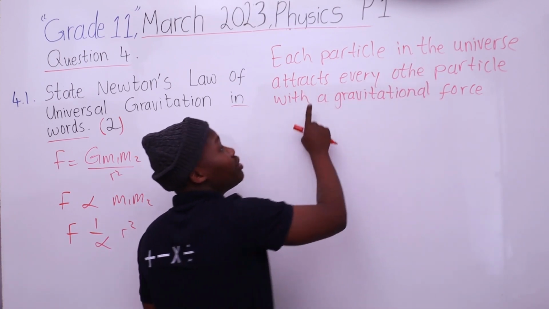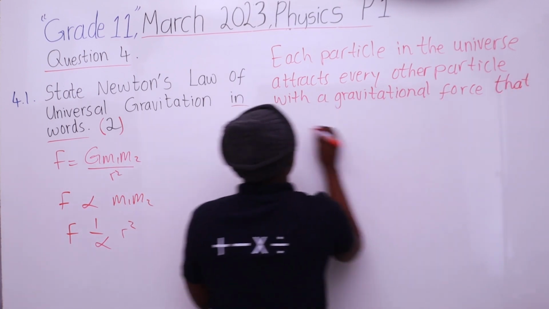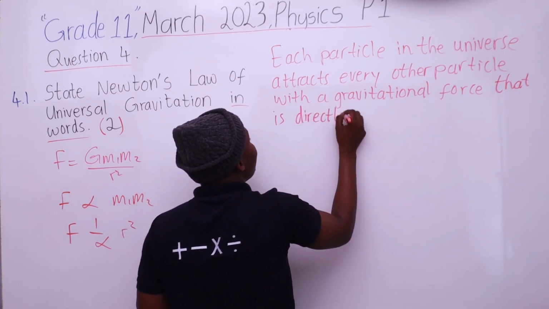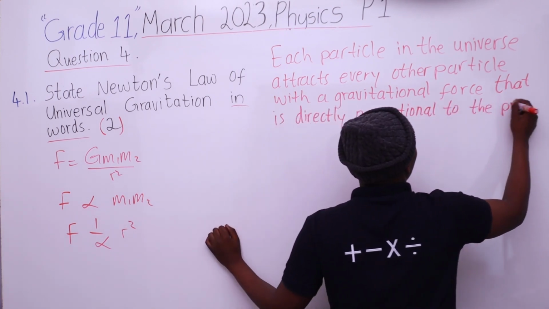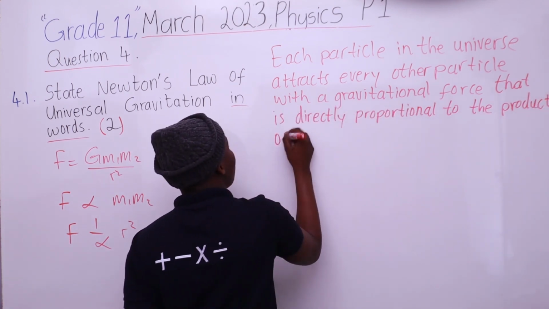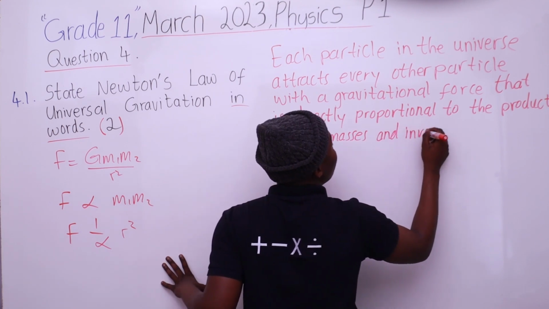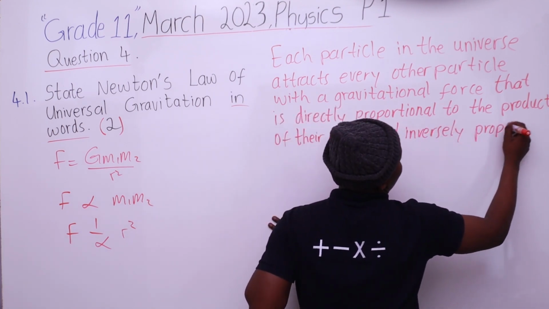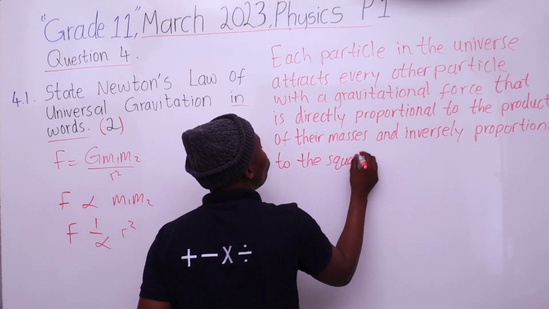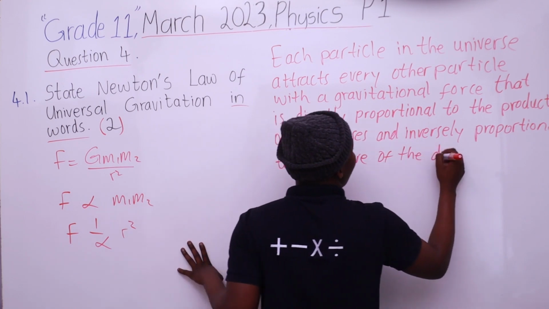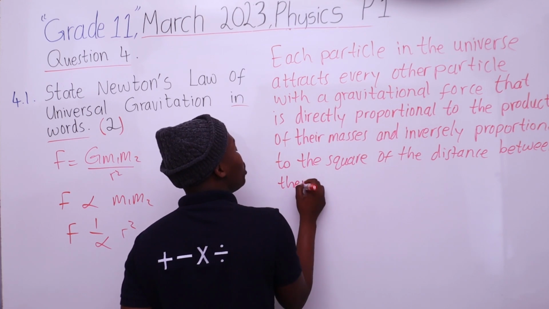Each particle in the universe attracts every other particle with a gravitational force that is directly proportional to the product of their masses and inversely proportional to the square, r squared, of the distance between their centers.